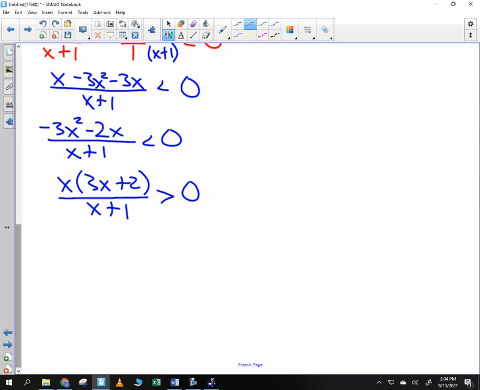I have 2 points: 3x plus 2 and x plus 1. What gives me 0 on the top? Negative 2/3. What gives us 0 on the bottom? So I plot negative 1, negative 2/3, and 0.